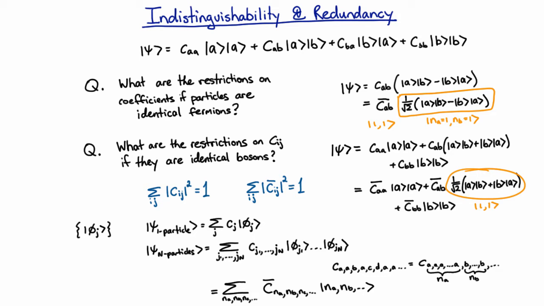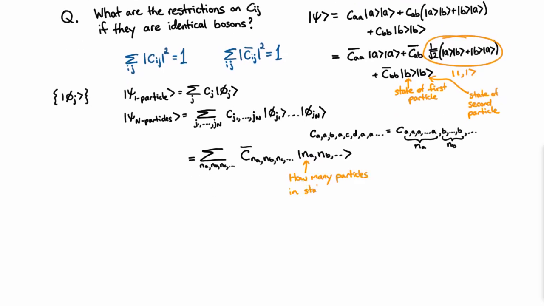Now it's really important to realize that in this notation, this was the state of the first particle, and this was the state of the second particle. But in number notation, we're deliberately getting rid of any idea of which particle is which, as we should for indistinguishable particles. So this slot here tells us how many particles are in state A, and this one tells us how many are in B, and they have nothing to do with which particles are which.